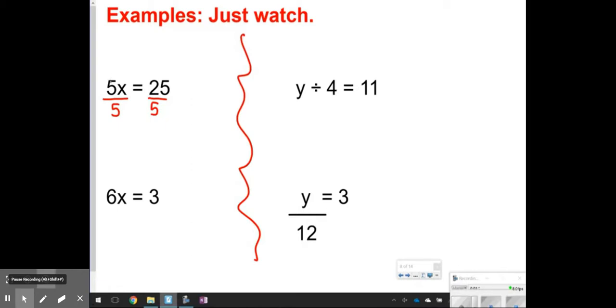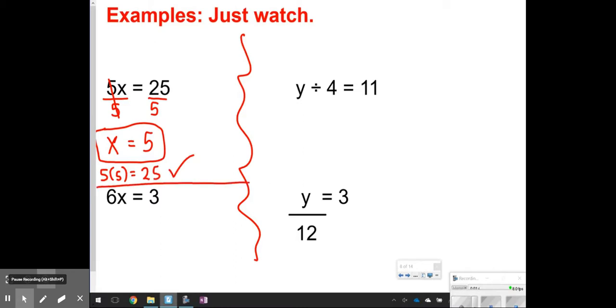So 5 divided by 5 is going to give me 1x, or just x. And 25 divided by 5 will give me 5. So the first answer here would be x is equal to 5. Again, you can check your work by plugging in whatever you said x was equal to. 5 times 5 is 25, it is, so that means I got my answer correct.